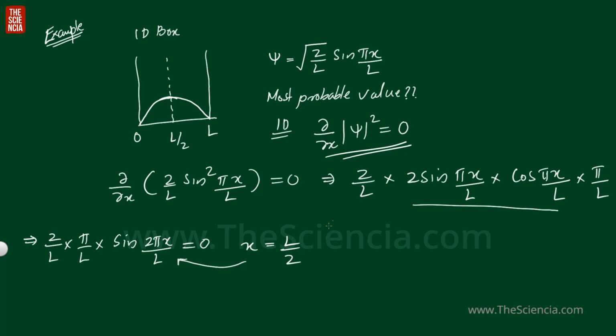Okay. So by using this equation, we can find the position where it has maximum probability density. Right. Now what do we have to do? We have to substitute this value x equal to L by 2 in our wave function. Then we can find the probability density at that location. Now we are going to do that. Here this is our 1D box of length 0 to L, and this is our wave function, and it has maximum probability density at L by 2, right?